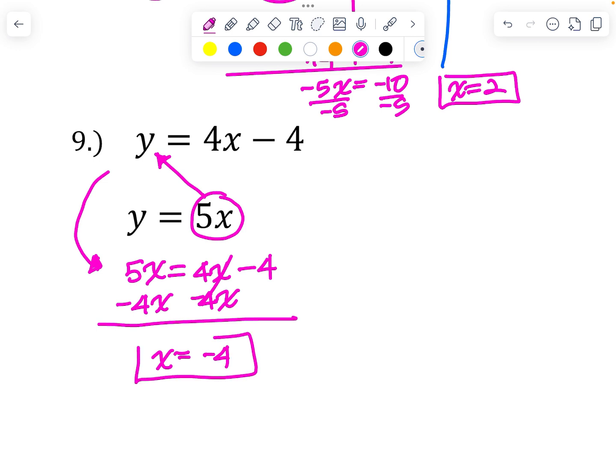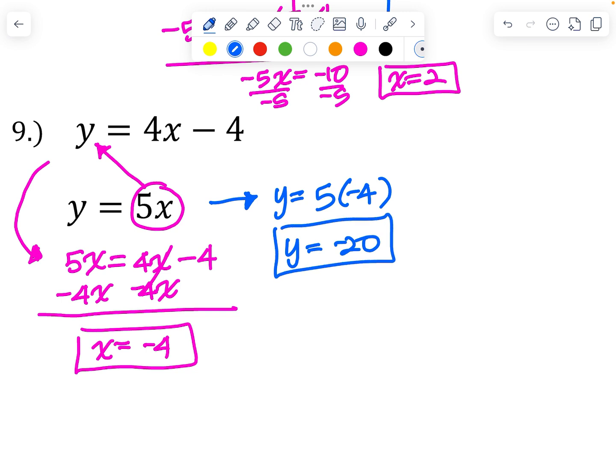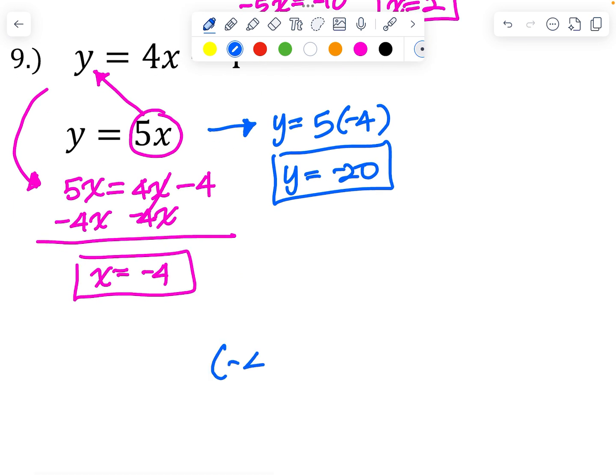Okay, so I have x now. I'm going to use this equation to find my y. Y equals 5 times x, and x is negative 4, so y equals negative 20. So my solution is negative 4 and negative 20.